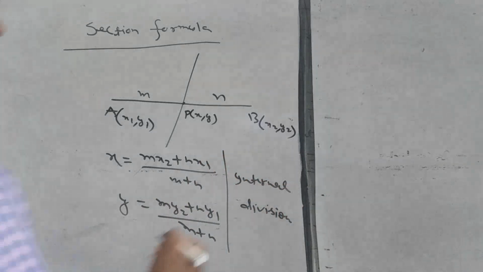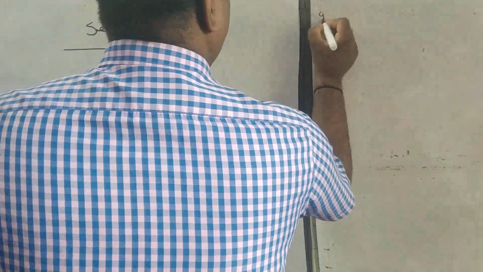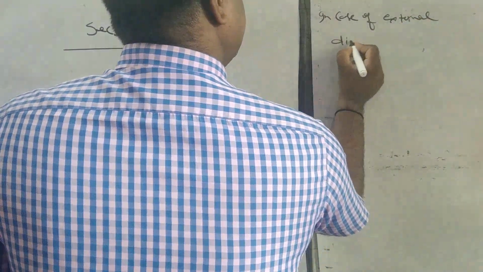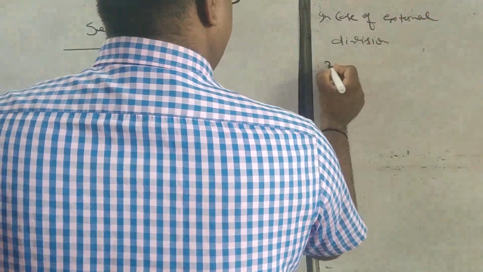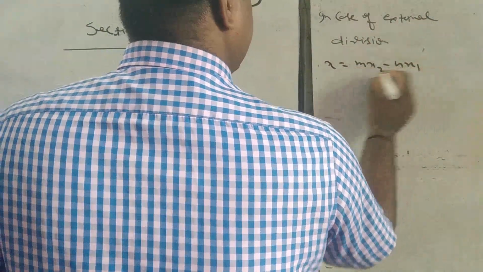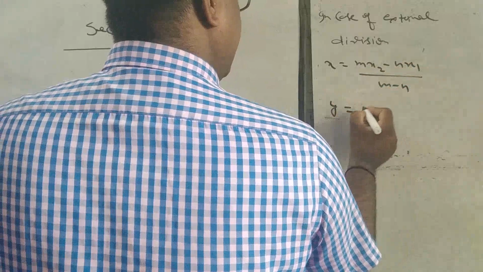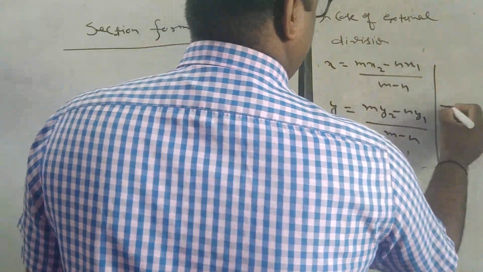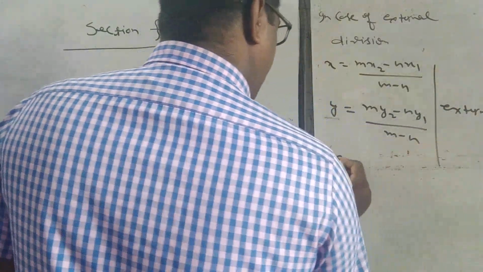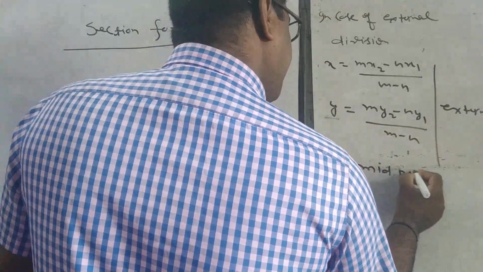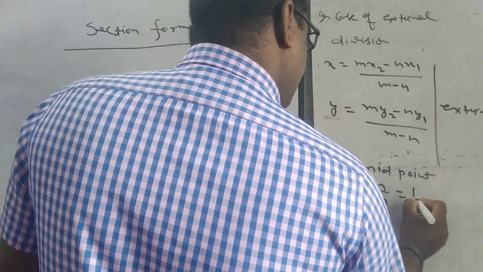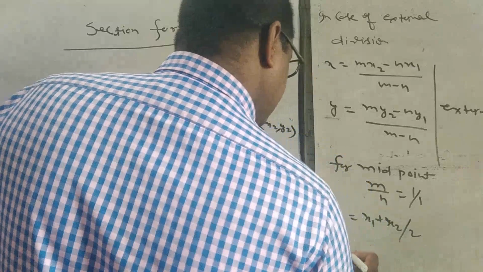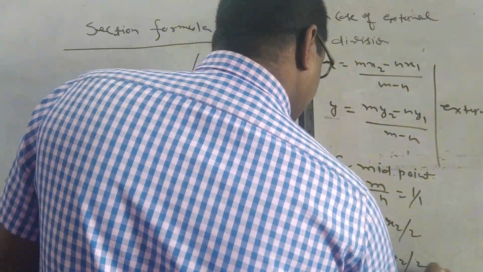In case of external division, x is equal to (mx2 minus nx1) upon (m minus n), and y is equal to (my2 minus ny1) upon (m minus n). For midpoint, m by n is equal to 1 by 1, so x is equal to (x1 plus x2) by 2, and y is equal to (y1 plus y2) by 2.